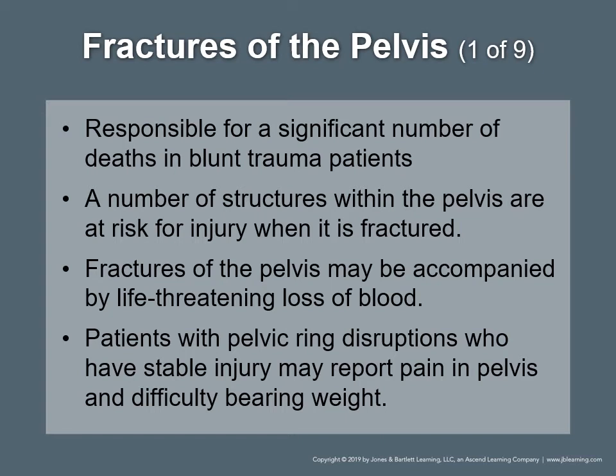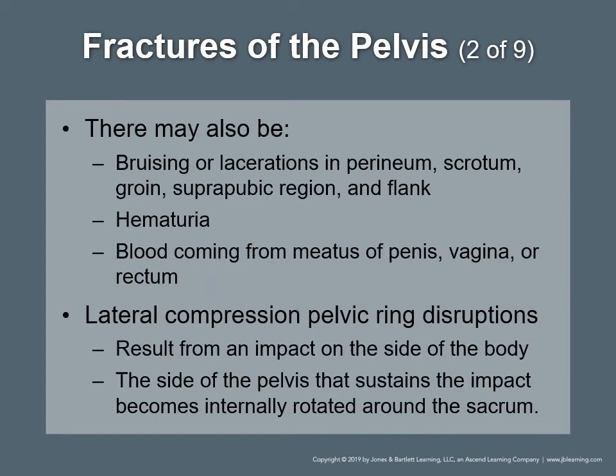Patients with pelvic ring disruptions who have stable injury may report pain in the pelvis and difficulty bearing weight. Patients with more severe injury may show evidence of profound shock, gross pelvic instability, diffuse pelvic and lower abdominal pain. There may also be bruising or lacerations in the perineum, scrotum, groin, suprapubic region, and flank. Hematuria, which is blood in the urine. Blood coming from the meatus of the penis, vagina, or rectum.